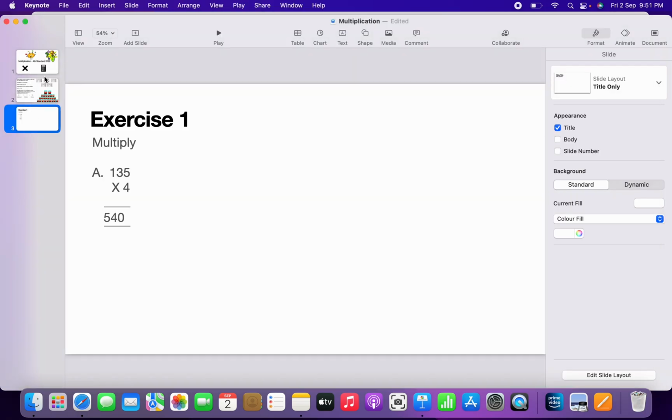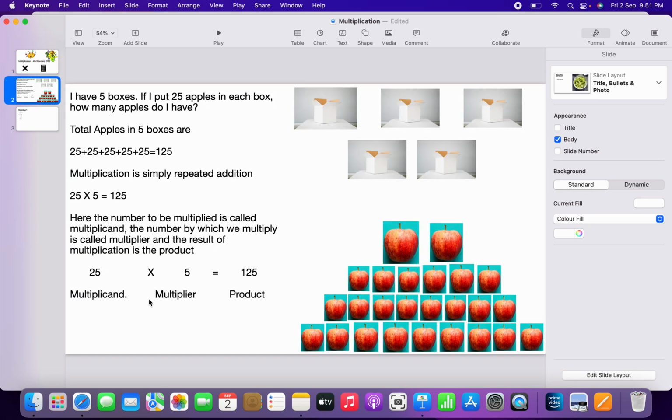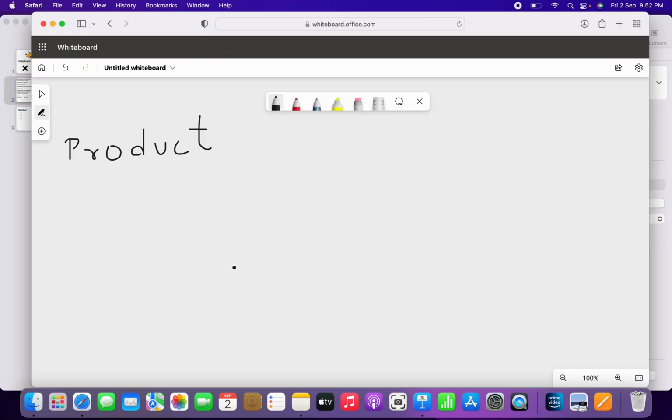Guys, you know here, right? Product. Multiplicand, multiplier gives us a product. So if 25 is the multiplicand, the number to be multiplied, and the number which is multiplying is called multiplier. When any number gets multiplied, the answer is a product. So just remember, it's the answer. What is a product? It's the answer by multiplying two numbers. All right.